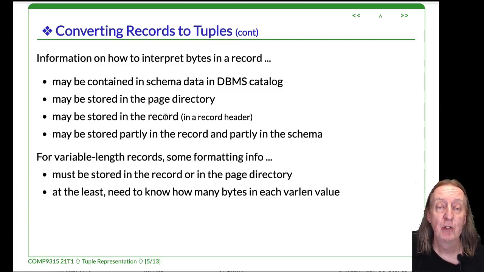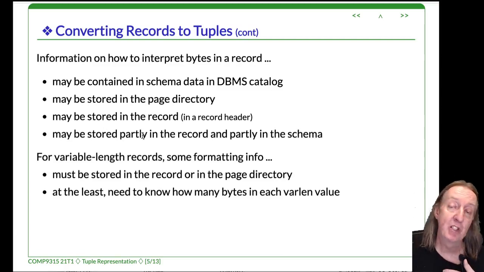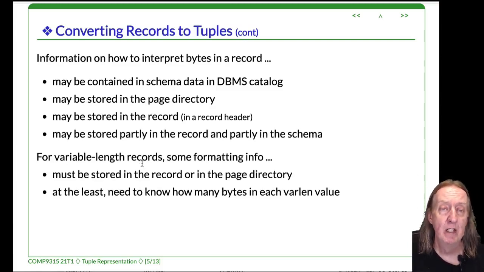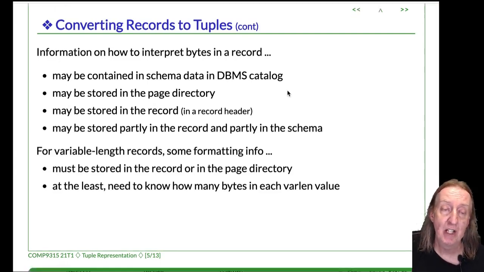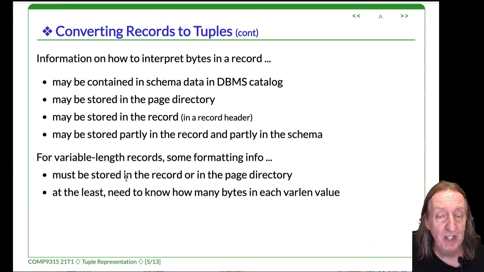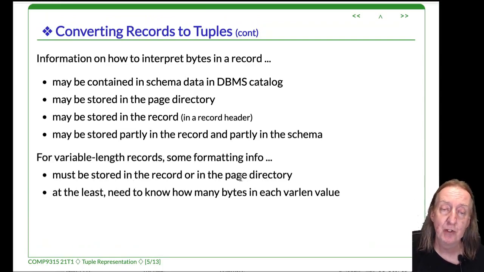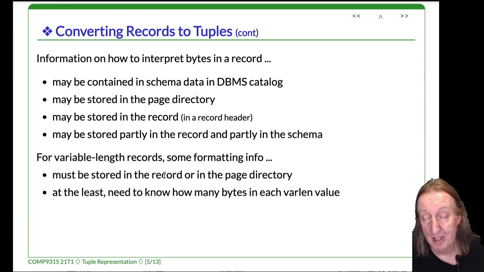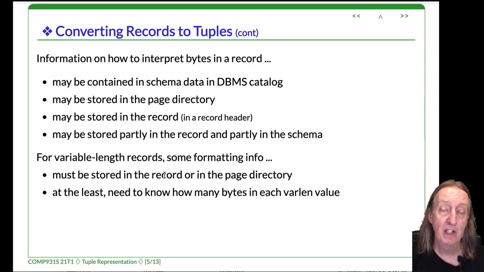Or you can store the information in the record. We'll see how we do that in a couple of slides' time. Or the information might be split between stuff in the schema and stuff in the record. So for fixed length records we can certainly deal with the tuple structure from the catalogue data. As soon as you've got variable length records, you have to store some information in the record or the page directory.